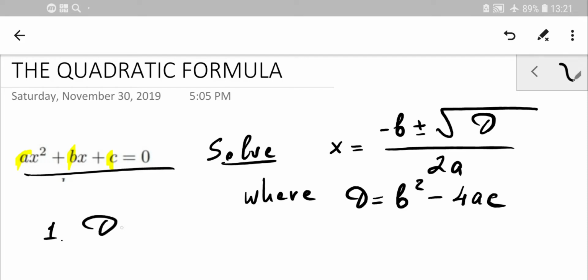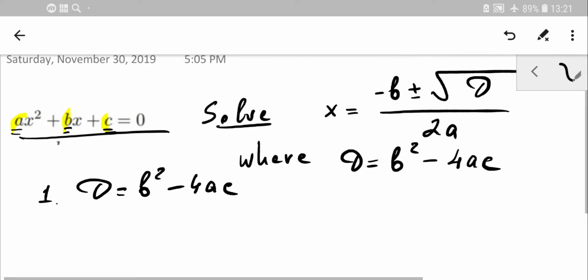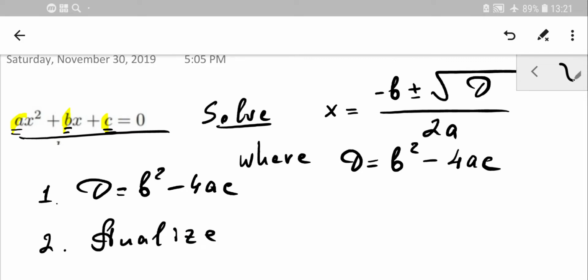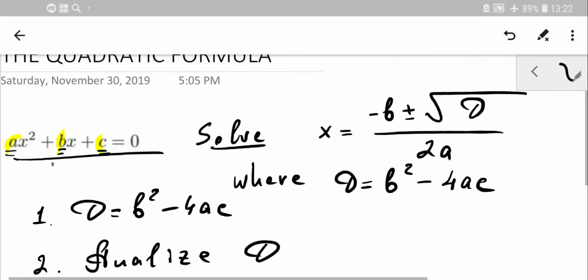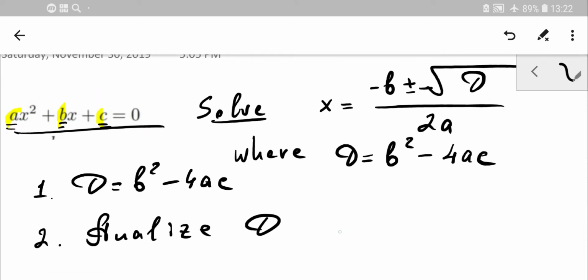So the steps are the following. First, you calculate the discriminant, using your coefficients a, b, and c as numbers, and calculate this value. After you've calculated it, the second step is to analyze. Analyze what? You need to analyze your discriminant, because have a look at the formula. You have the square root of the discriminant, so the square root of the discriminant can only be calculated when the discriminant is more than or equal to 0.